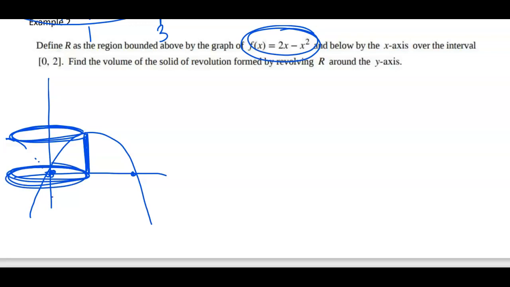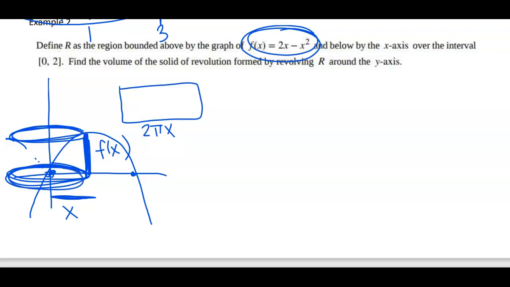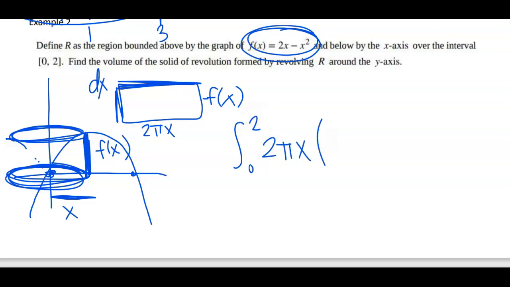Okay, where this is distance x, this is distance f of x. And when I unravel one of those sheets, this is 2 pi x, again, the circumference of that circle, f of x with a thickness of dx. So we're going to integrate from 0 to 2, 2 pi x f of x.